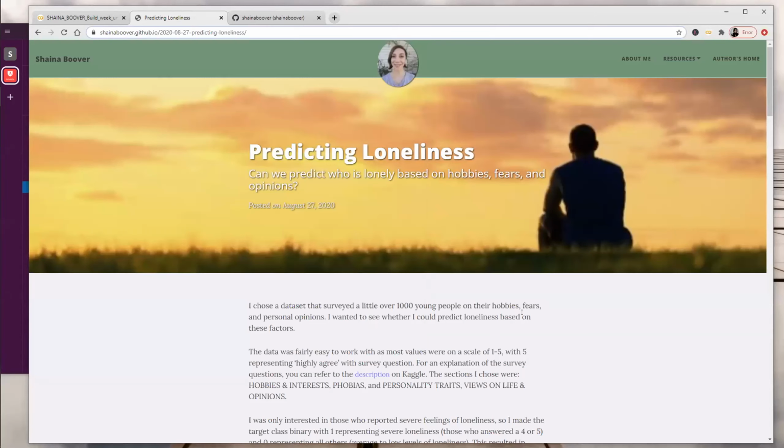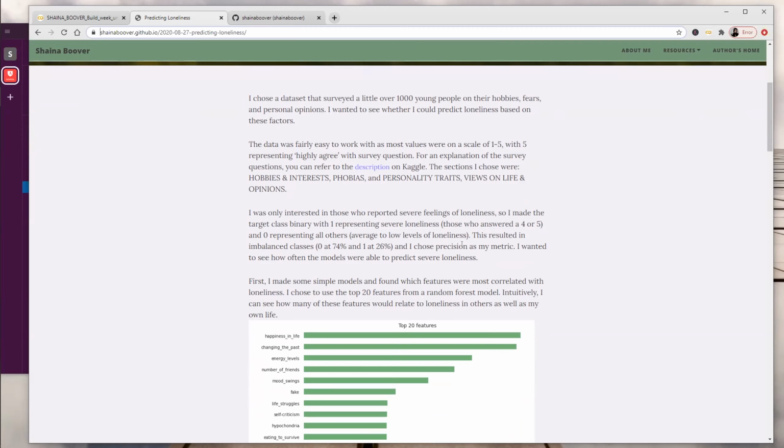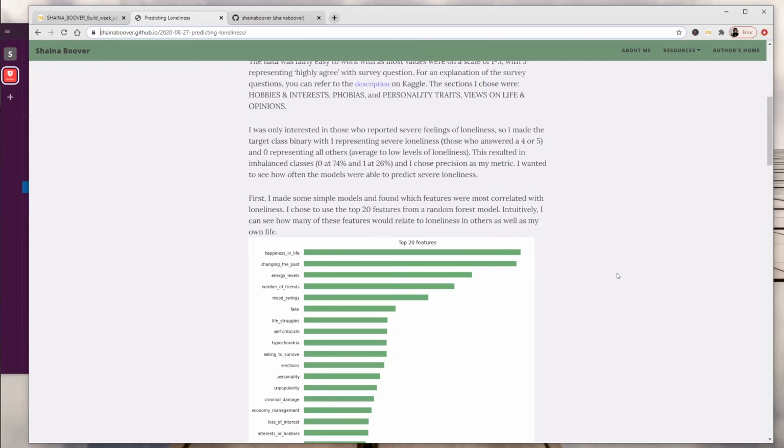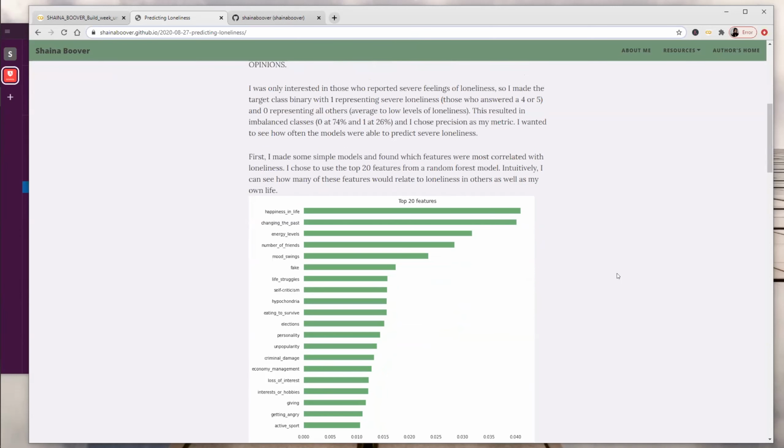So I was only interested in the people who reported feeling severely lonely. So I changed it to a binary classification problem, with the 4 or 5 being represented by 1 and everything else being represented by 0. So this resulted in imbalanced classes between 74% 0 and 26% 1. I chose precision as my metric because I was mostly interested in precisely being able to predict whether they were severely lonely. So I did some simple models and came up with the top 20 features.